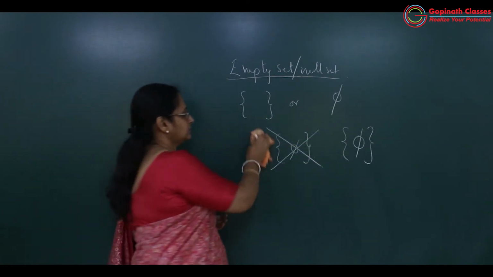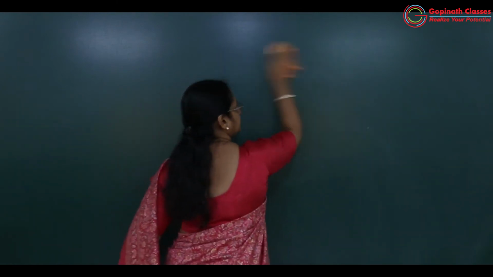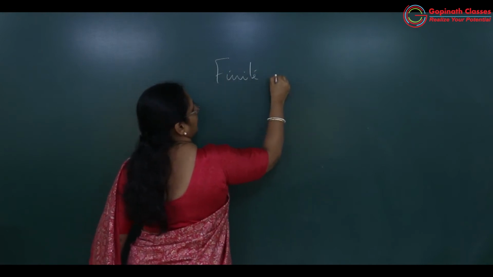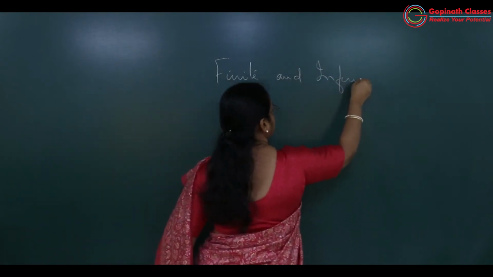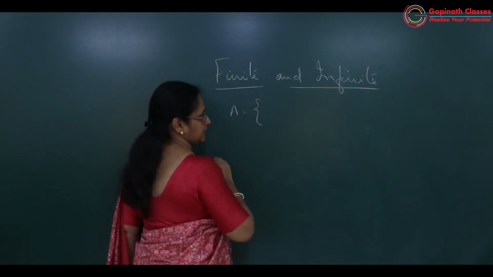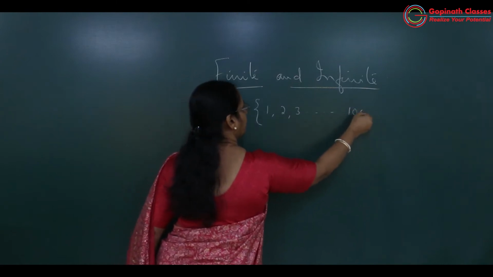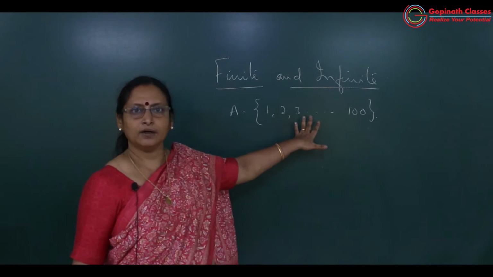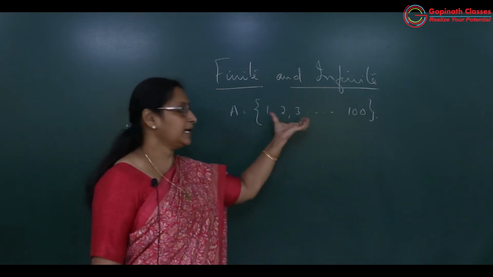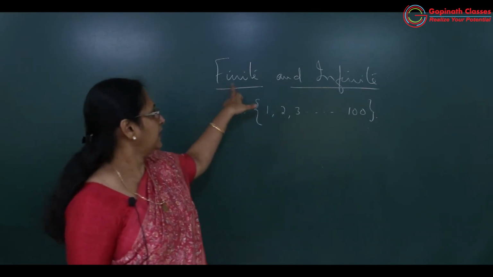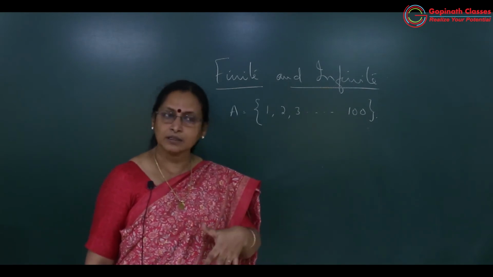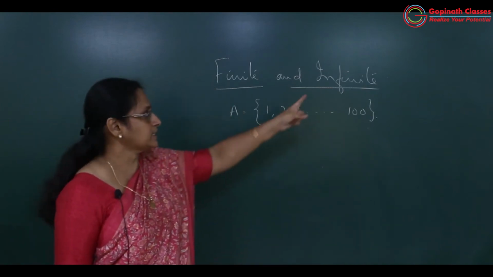Okay. Now, another type is finite and infinite sets. What is meant by this? Look at this example of a set: 1, 2, 3 up to 100. This has a finite number of elements, countable. If you count, it will end. A set with a finite number of elements is called a finite set. A finite set contains a finite number of elements, or it can be the null set also. The null set is also a finite set: no element or a finite number of elements. Otherwise it is known as an infinite set.